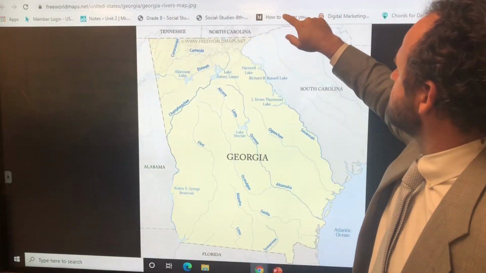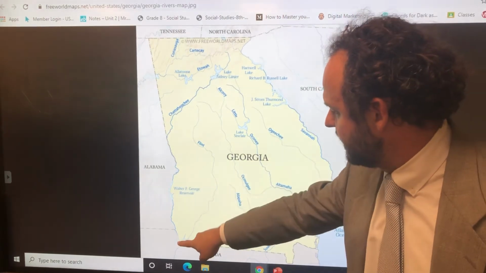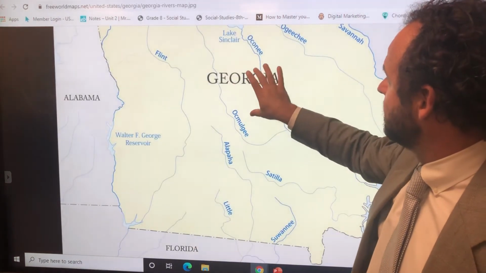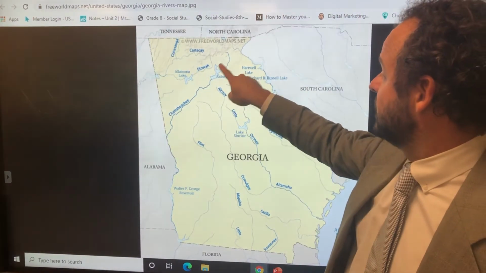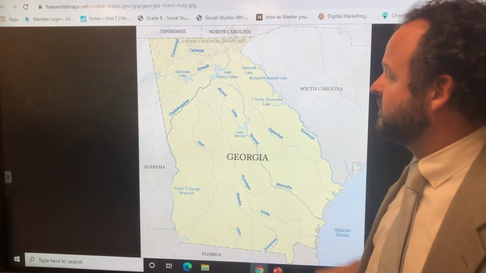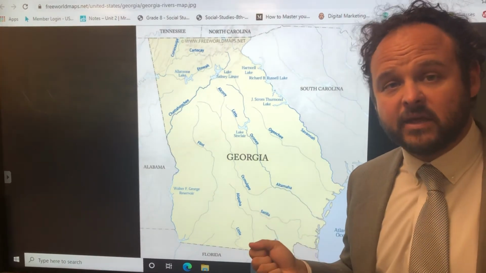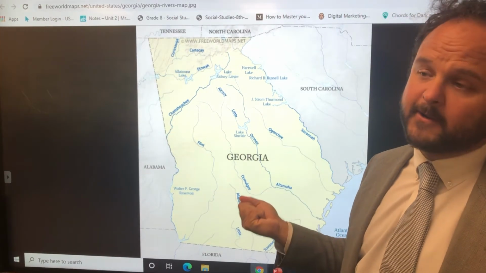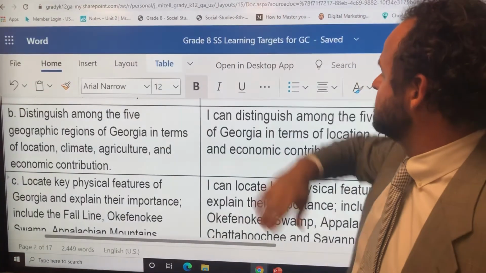Okay, so there's the Chattahoochee. There's a reservoir, reservoir, reservoir, reservoir. If you're wondering what reservoirs are, they're gigantic man-made lakes created by damming up a river so that the people around those lakes will have plenty to drink.